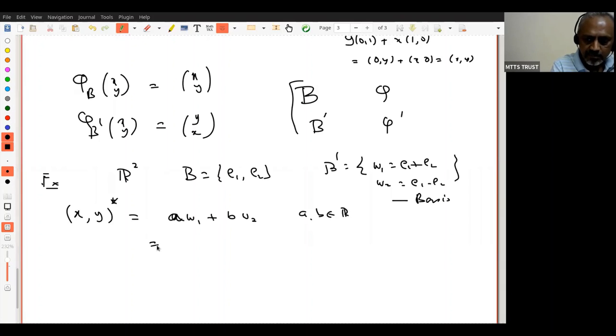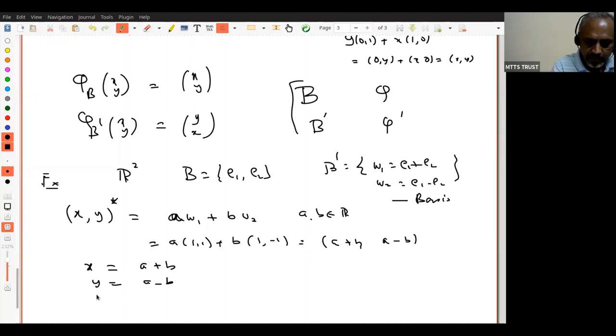Okay, I can solve for this. This is what a times w1 is, 1, 1, and b times w2 is 1, minus 1. This is going to be a plus b and a minus b. So my x is equal to a plus b and y is equal to a minus b. Therefore, what does it mean?